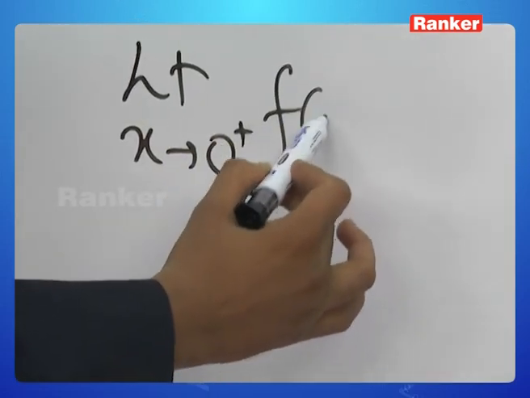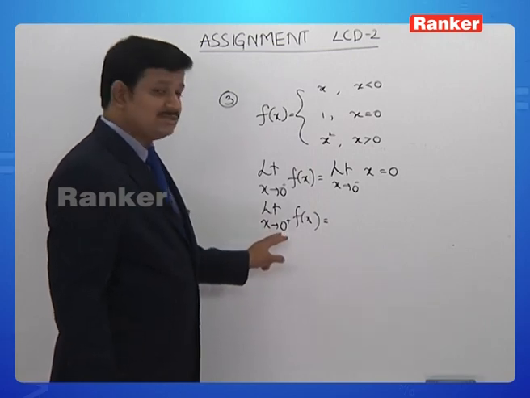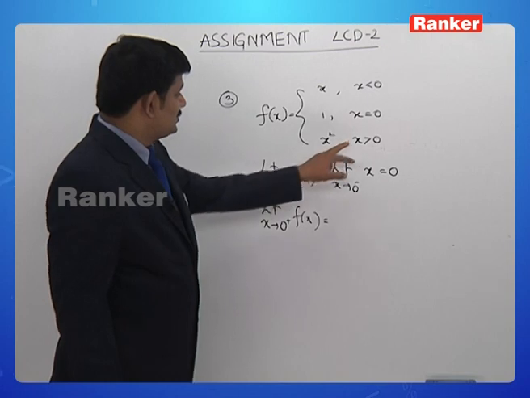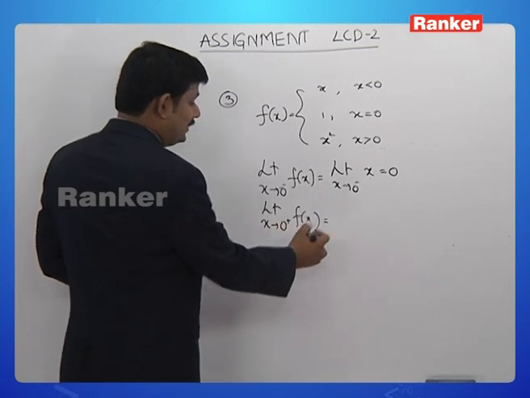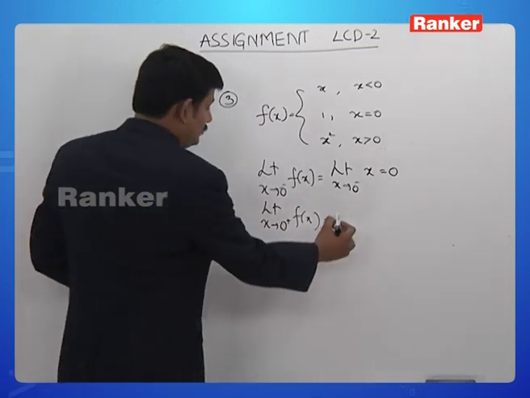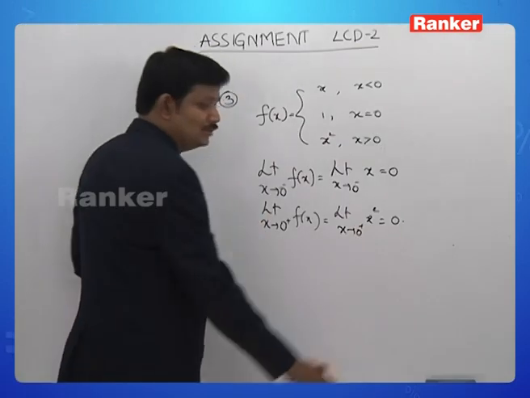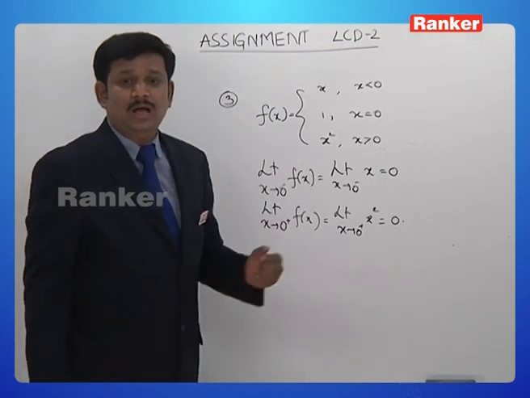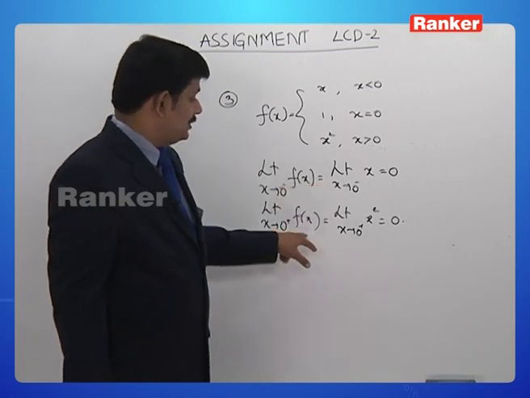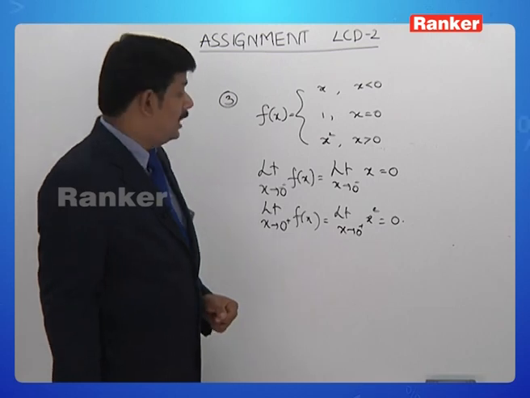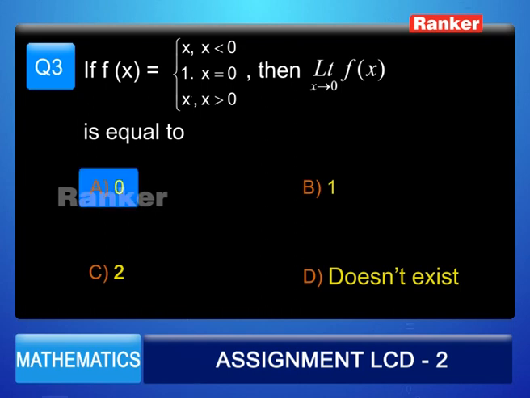Limit x tends to 0 plus f of x, that means we have to evaluate the limit when x is slightly greater than 0. So when x is slightly greater than 0, f of x is defined as x square. So this is limit x tends to 0 plus x square, or simply 0 again. So because limit x tends to 0 minus and limit x tends to 0 plus are the same and both equal 0, the answer would be 0. So limit x tends to 0 of f of x is equal to 0, it's option A.